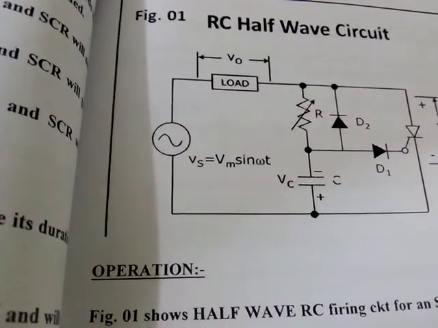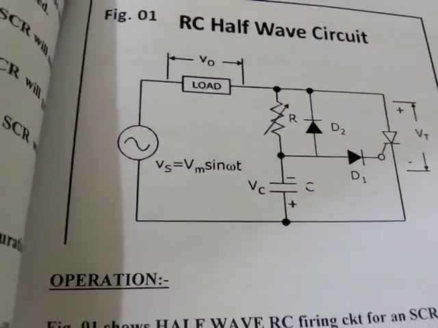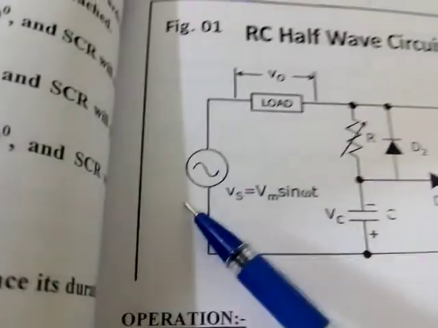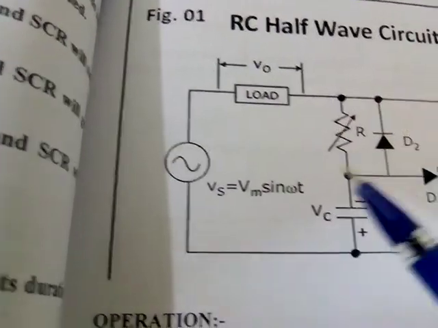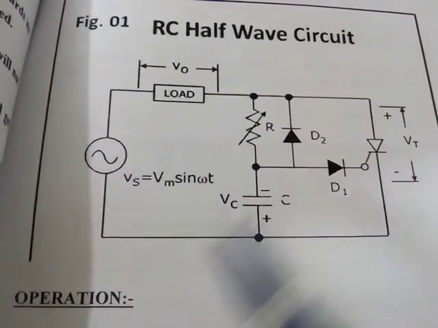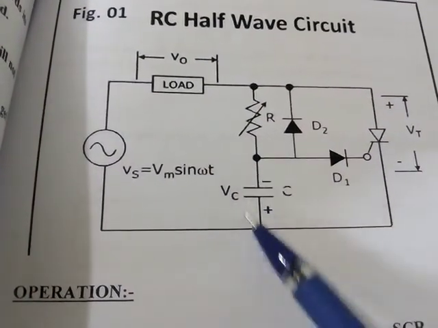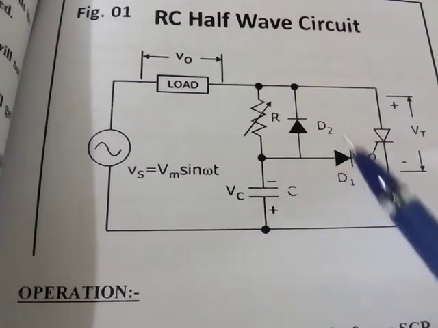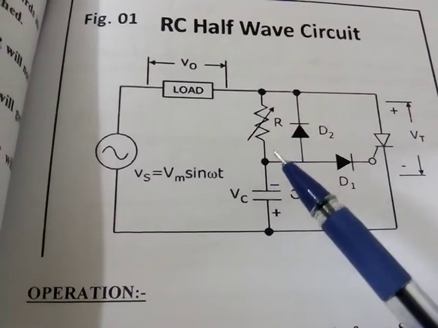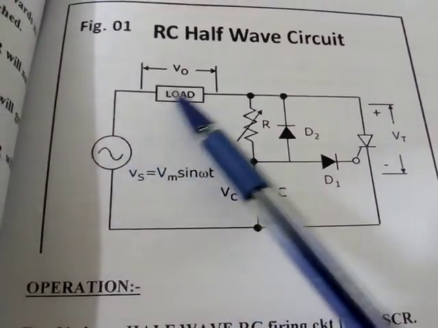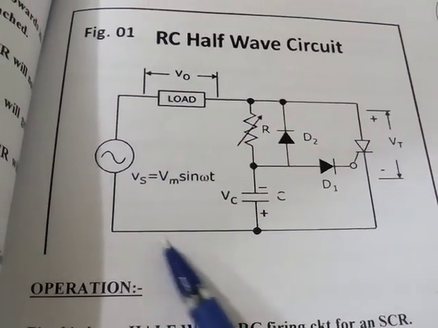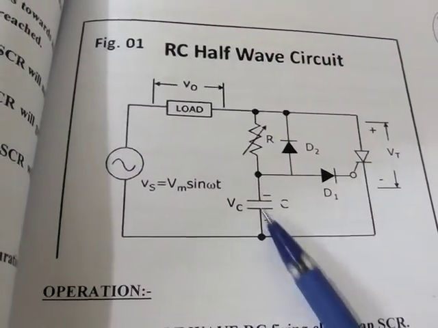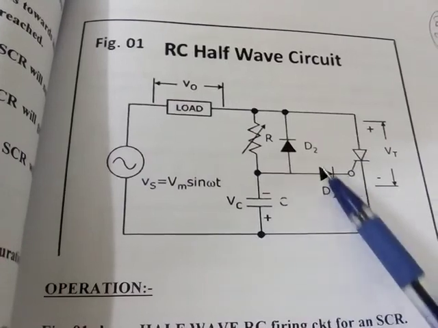So here you have supply, load, and this is the potentiometer here, and this is the capacitor. Two diodes are there. So the power circuit is like this, and the gate circuit is like this one, okay, this as well as this, these four devices.